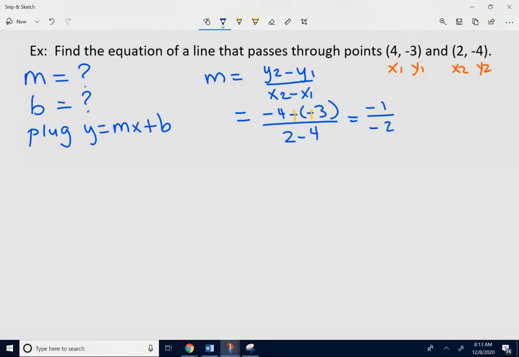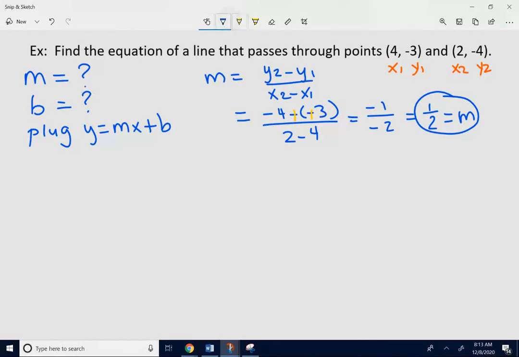I'm going to simplify this. First, I'm going to look at the signs. A negative divided by a negative is a positive. And then I'm going to make sure 1/2 is reduced, and it is. So 1/2 is my simplified slope, m. I got m. It's the first thing I wanted. I wanted to figure out m.